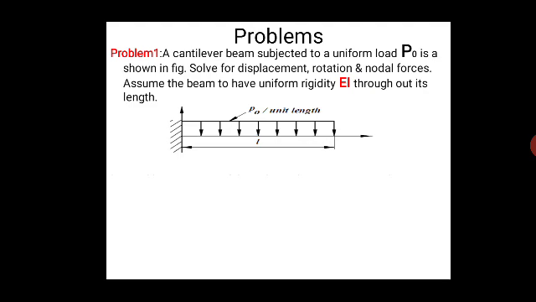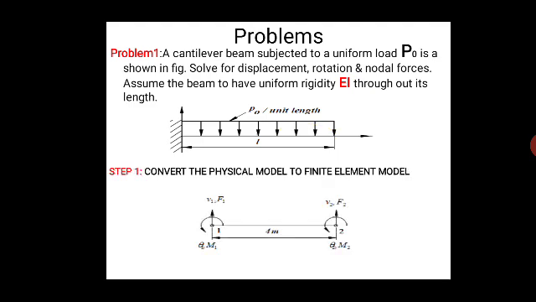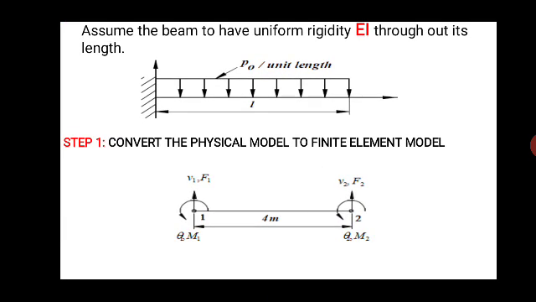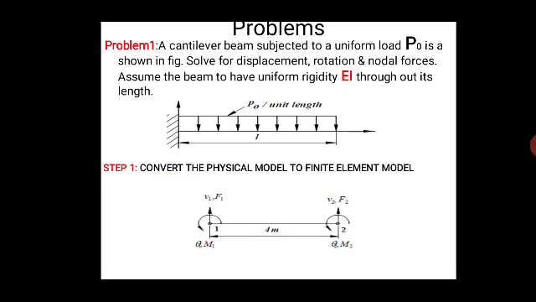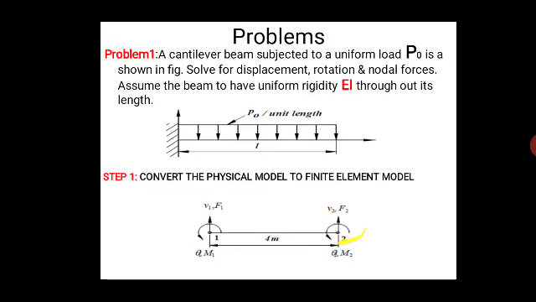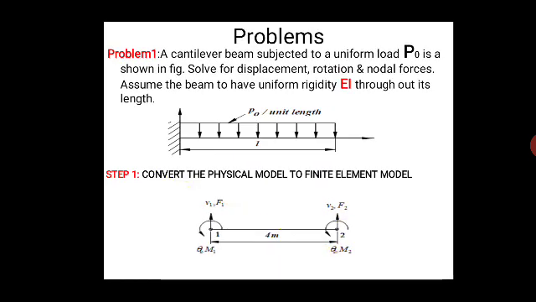For this problem, the first step is to convert the physical model to a finite element model. Whatever model has been given is the physical model. Now we need to convert this physical model to an FE model, which includes only the element. Here you can observe node 1 and node 2. At node 1 we have the displacement V1 and the slope theta 1 because of the moment, and at node 2 because of the forcing function F2 there is a vertical displacement V2 and angular rotation theta 2. This is the first step, convert the physical model to finite element model.